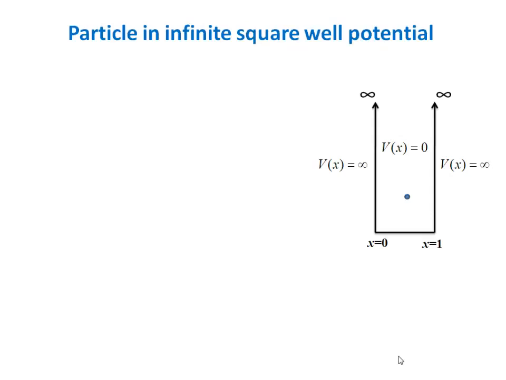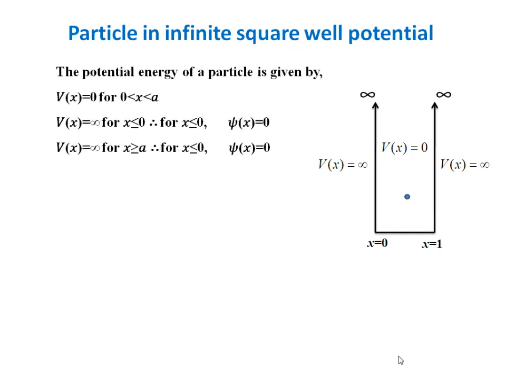First we take the example of a particle in an infinite square well potential. Here the particle will have zero potential energy inside the well and infinity outside. Therefore, the wave function is discontinuous outside of the well, that is psi of x is 0 for x less than or equal to 0 and x greater than or equal to 1.